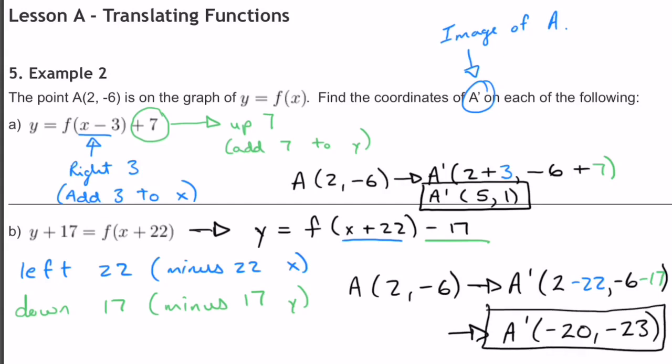A really important idea that's coming now is that whatever is inside of f, which is horizontal, is always opposite. So if it's minus 3, you actually add 3. If it's plus 22, you subtract 22. Whatever you do to y always stays the same. So if it's plus 7, you do plus 7 to the y value. If it's minus 17, you do minus 17 to the y value.